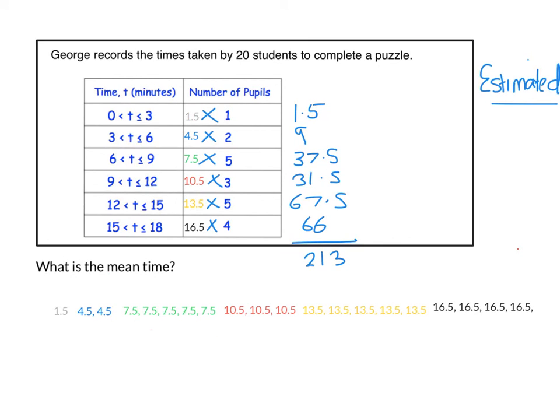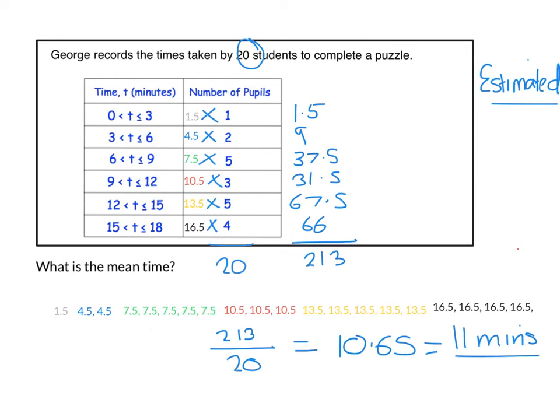So when I add all this list together, I get 213 and divide by how many there are, which was the total frequency, which was actually given in the question. It was 20. So 213 divided by 20, and I get 10.65. I'm going to round that. So it's a whole minute, so I'm going to round it to 11 minutes. Is my mean time to complete the puzzle. Estimated mean time to complete the puzzle.